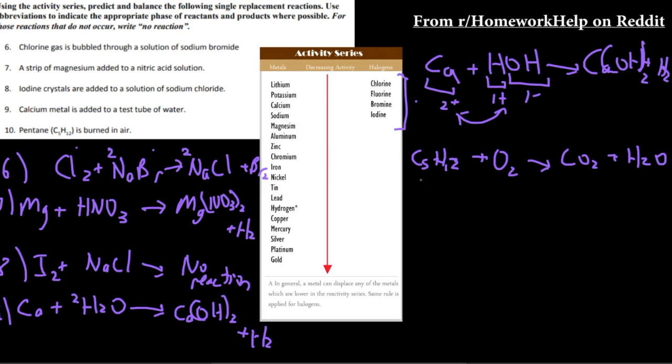So now we've got to balance it. I see that we have 5 carbons, so 5 carbon dioxides. Now we need to balance the hydrogen, so let's put a 6 over here. So that makes 12. Now we have 5 times 2 is 10 oxygens plus 6, 16. So your answer should be 8. So your final balanced equation should be 1, 8, 5, 6.